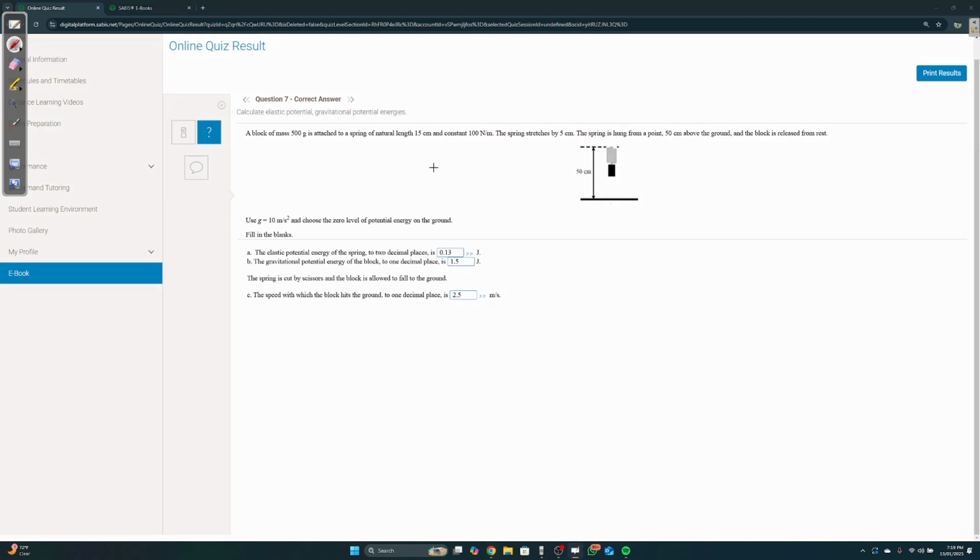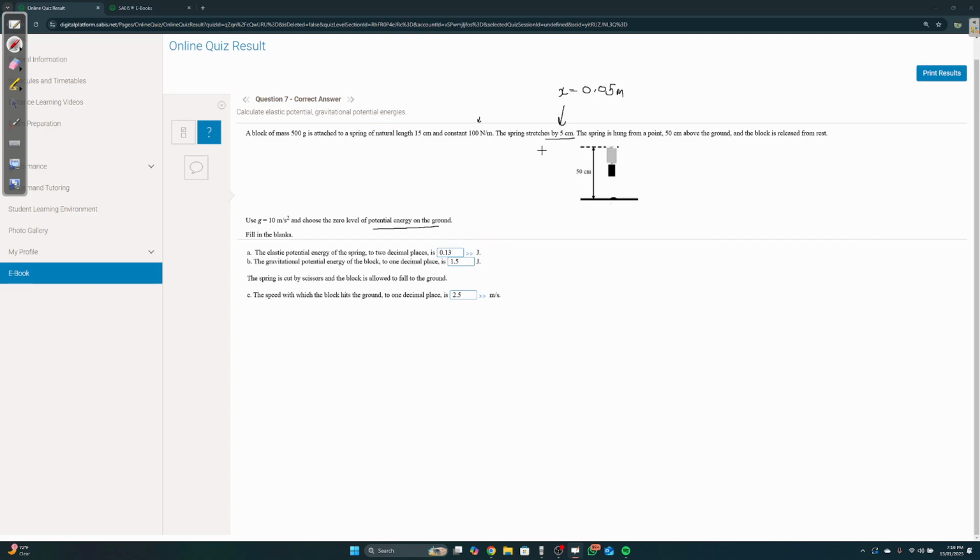Question 7. A block of mass 500 grams is attached to a spring of natural length 15 centimeters and constant 100 Newton per meter. The spring stretches by 5 centimeters, so the elongation x is equal to 0.05 meter. I like keeping it in meters. The spring is hung from a point 50 centimeters above the ground and the block is released from rest. Ug equals 10, and choose the zero level of potential energy on the ground. Further, use this as a reference point. The elastic potential energy. Fast. We can do it step by step.